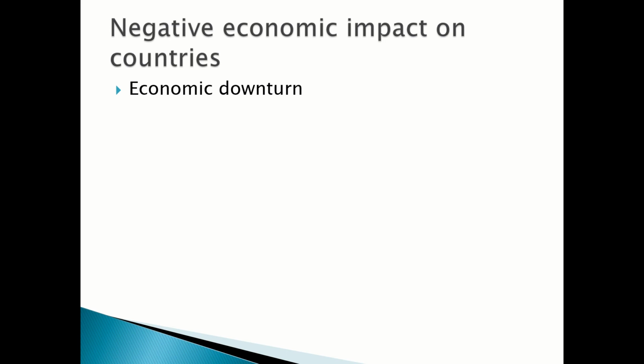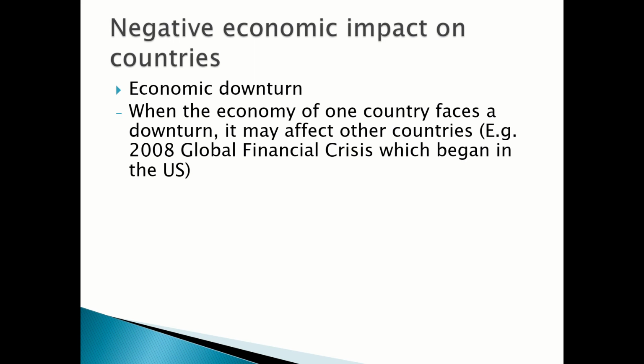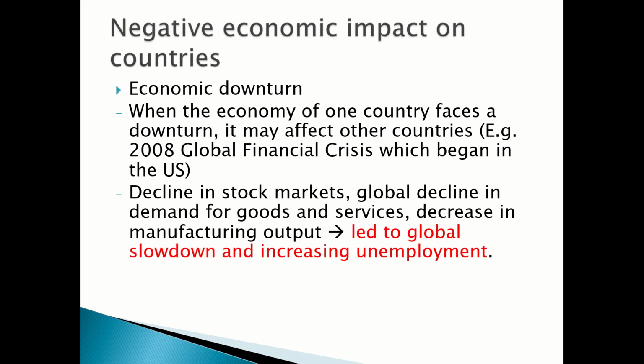I think at the same time, it's also the whole idea of economic downturn, because as much as it's a good thing when you're interconnected, it also means that the moment one country enters the red zone where they have an economic downturn, it will actually affect other countries as well. In the 2008 global financial crisis, it started in the US and just escalated like a domino effect. This led to a decline in stock markets, a global decline in demand for goods and services, which then decreased manufacturing output. After that, you see a global slowdown and increased unemployment worldwide.